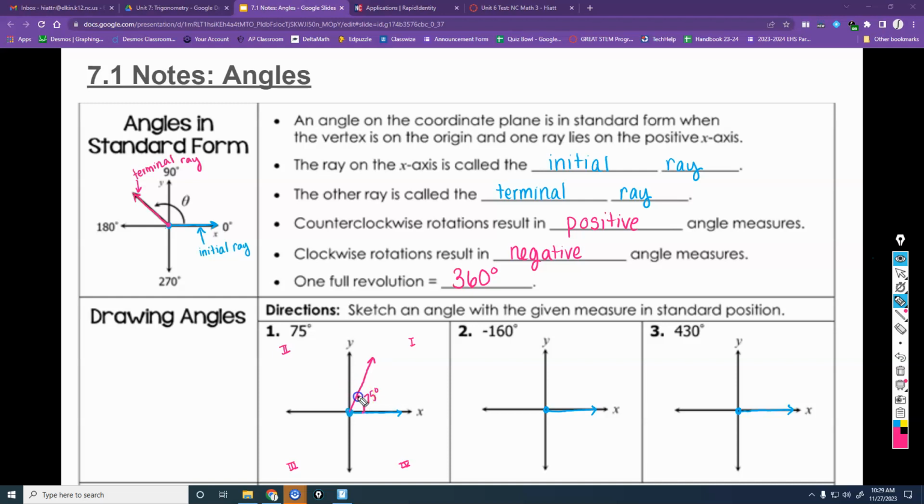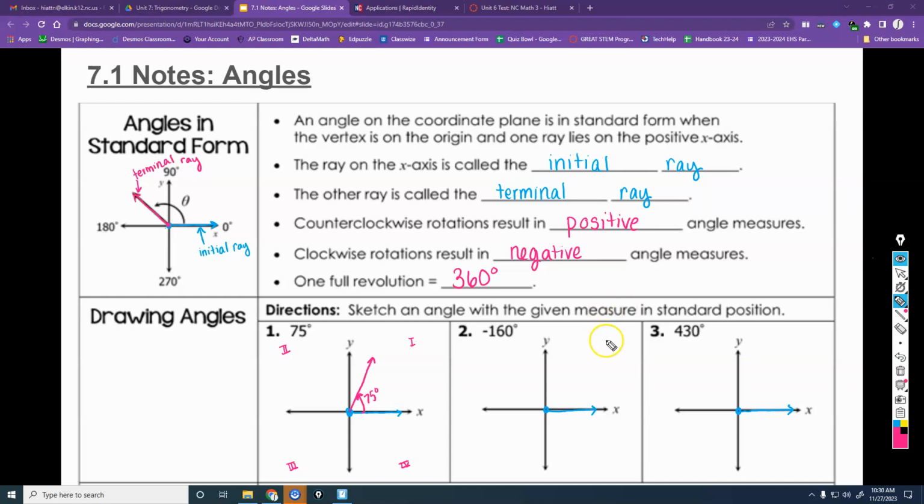And we're going in that direction right there. We're starting at that initial ray right there, and we're ending up at that terminal ray. That would be about 75 degrees. Okay? The second one is negative 160.